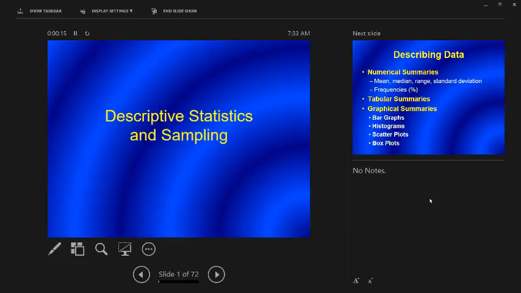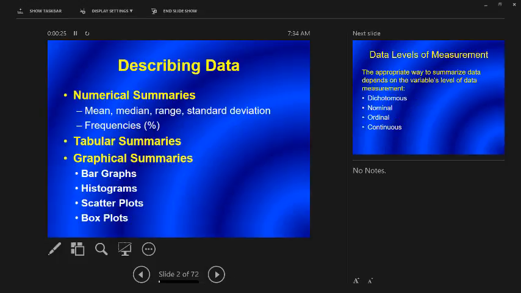So in this lecture, we'll talk about descriptive statistics and sampling. First, we're going to talk about some different ways that we might summarize the data that we have. We can use either numerical summaries, tabular summaries, or graphical summaries. So we'll talk about the mean, median, and range, to describe variables and data sets.